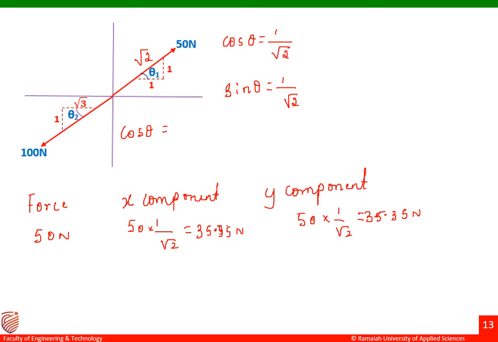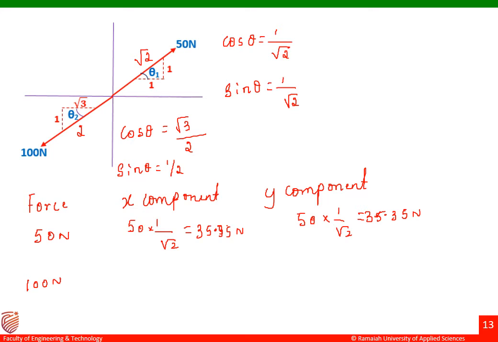cos theta is equal to adjacent. Adjacent is my root 3 divided by hypotenuse. Hypotenuse would be 2, that is the square root of 1 squared plus root 3 squared. So it will be the square root of 4, and the square root of 4 would be 2. That is cos theta equal to root 3 by 2. Similarly, we can go for sin theta. Sin theta equal to opposite, that is opposite is 1 and hypotenuse is 2. It is 1 by 2.